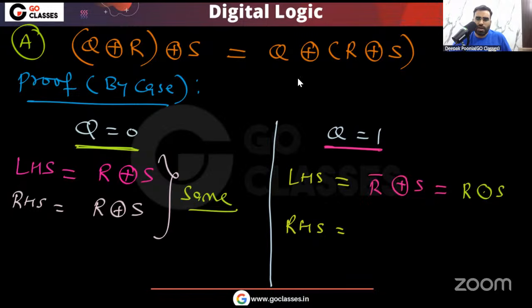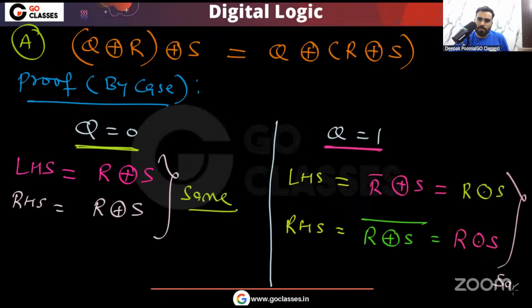Now let's see what about RHS when Q is equal to 1. Here you can assume that this is M. 1 XOR M will be M bar. Correct? So what is the complement of XOR when you have an even number of inputs? Here we have two inputs. So for an even number of inputs, XOR and XNOR are complements of each other. So the complement of XOR here will be XNOR. So you can easily see that LHS and RHS are again the same.